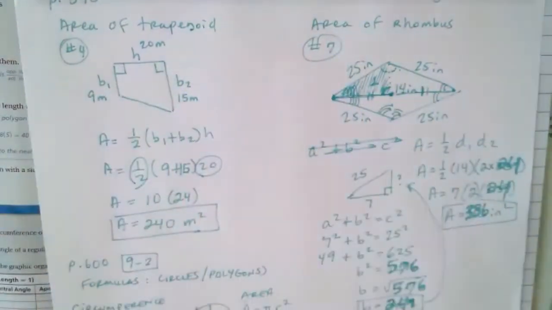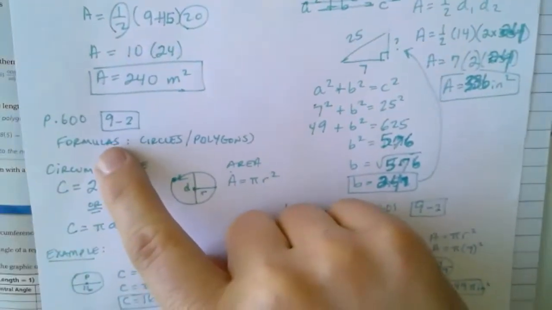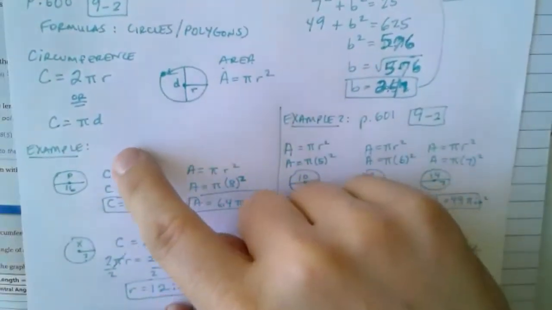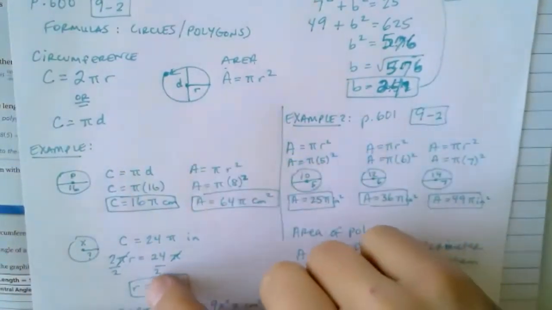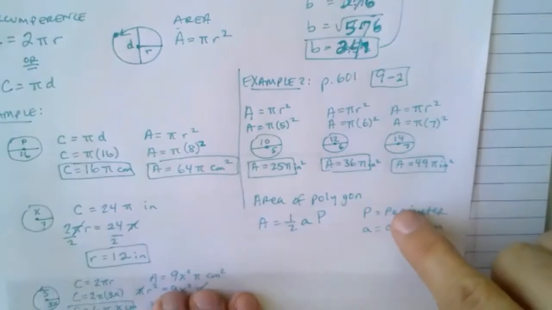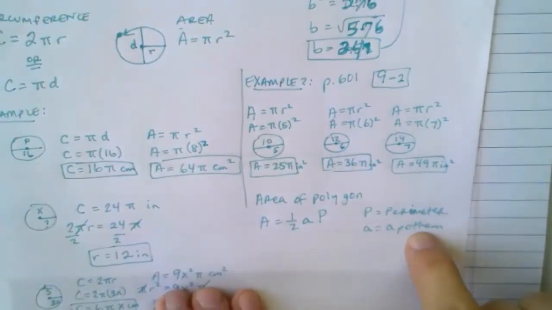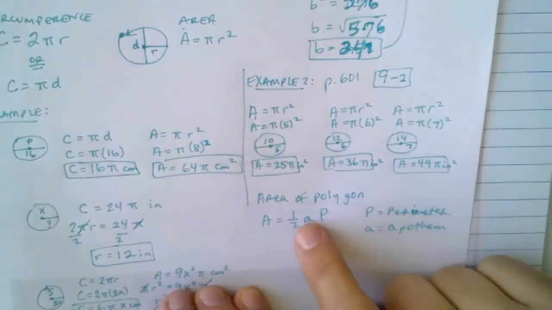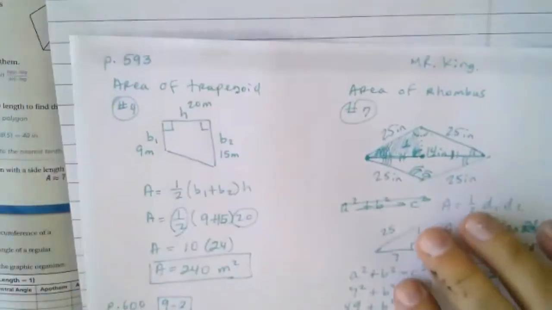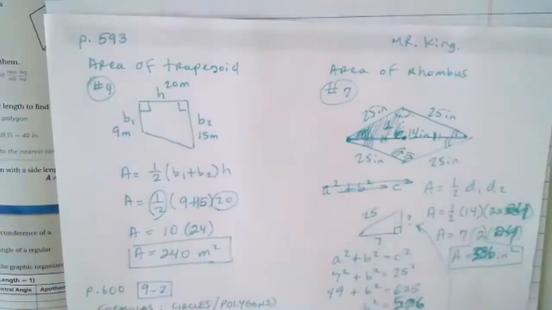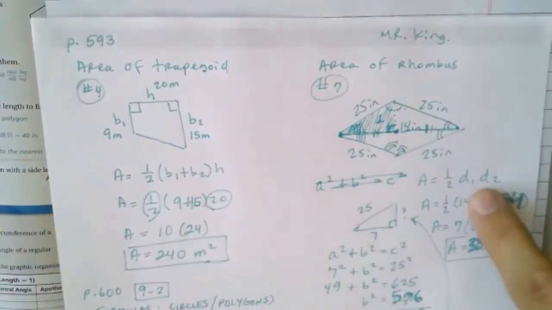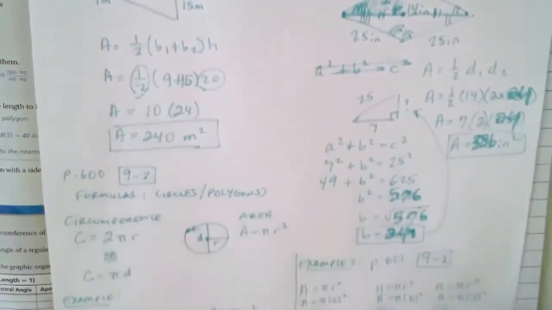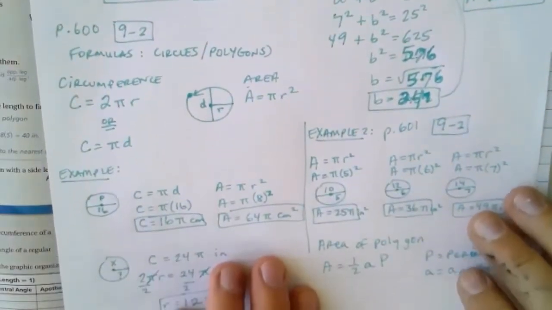The last time that we took notes, we did area of a trapezoid and area of a rhombus. We did the formulas for circles and polygons: circumference, area. We did the area of a polygon, and we got to the term apothem, and we finished with this formula and did not get a chance to complete this part of the lesson. So if you want, go back, pause, and rewrite this. I know this is hard to read, but that's the nature of the beast here.